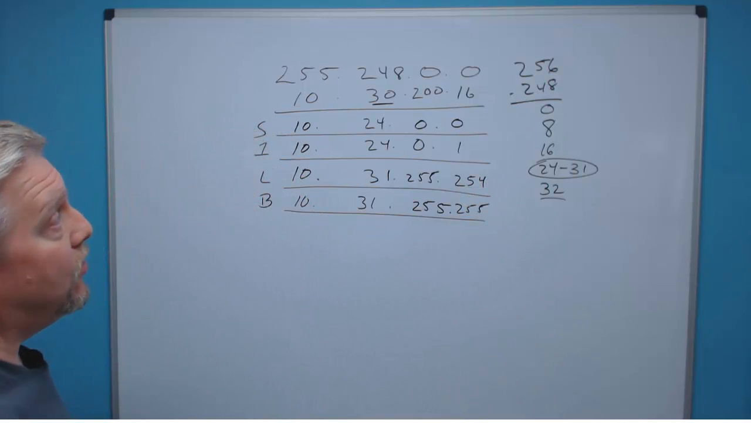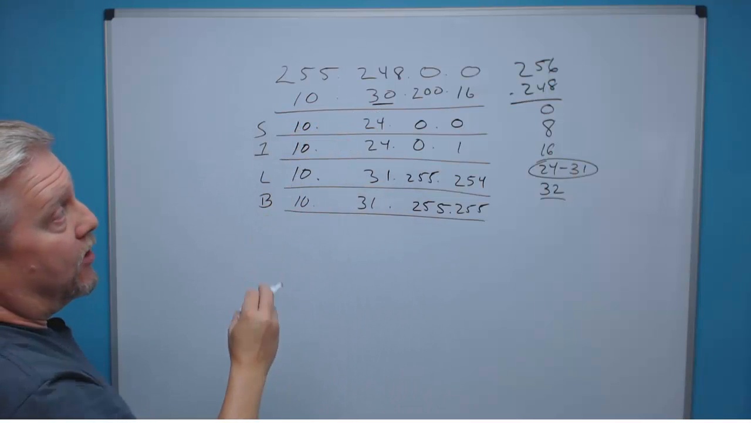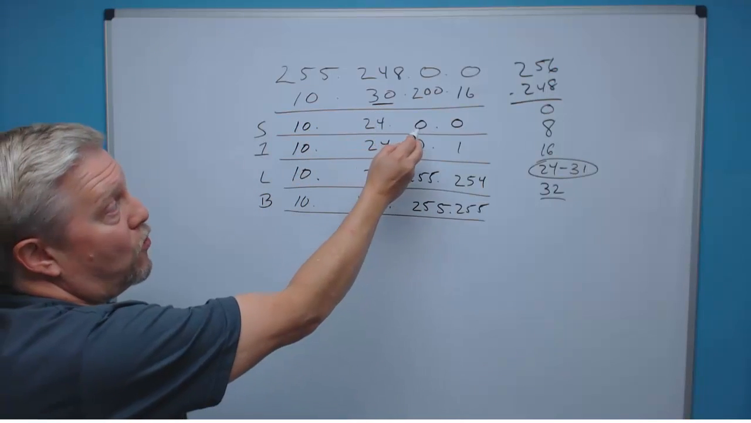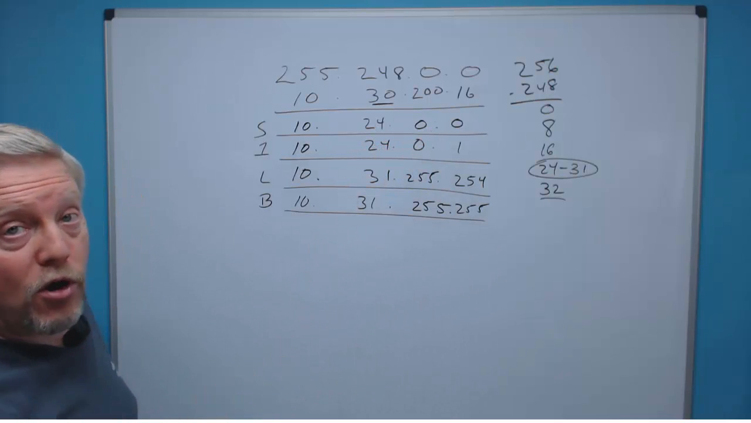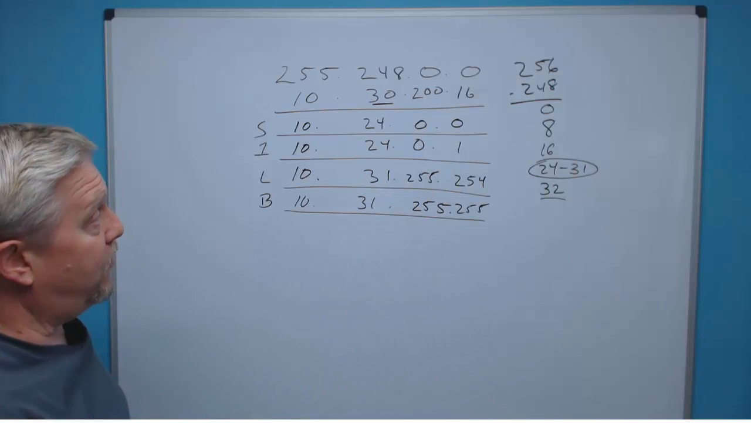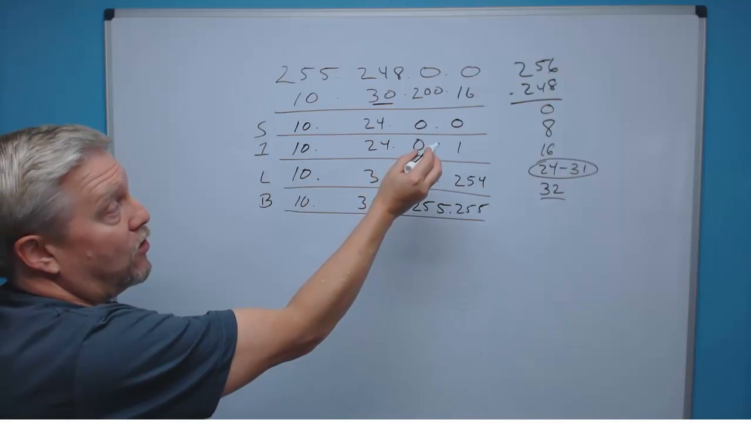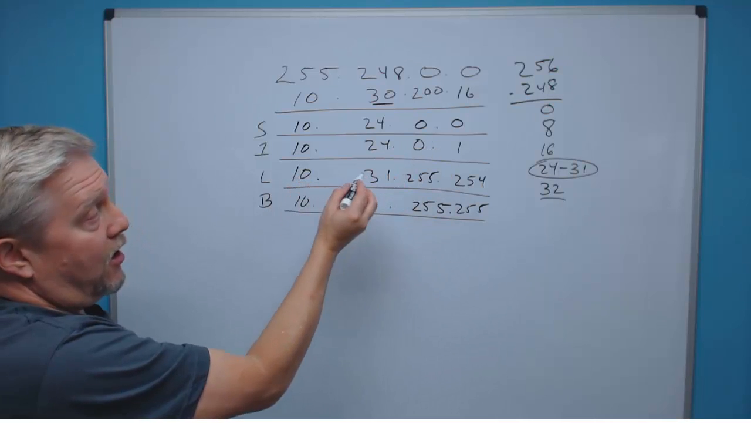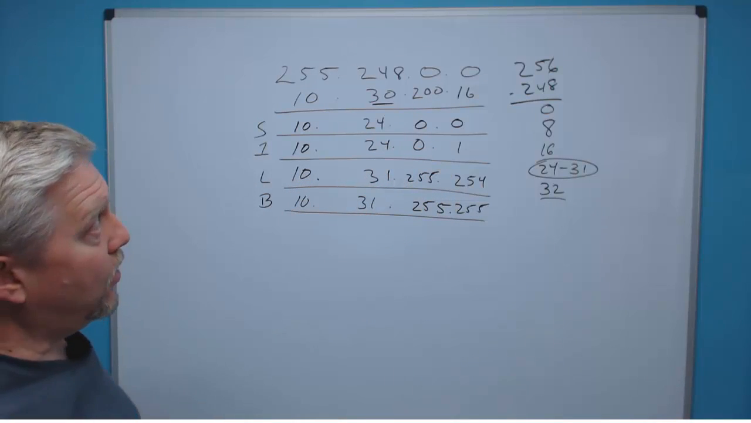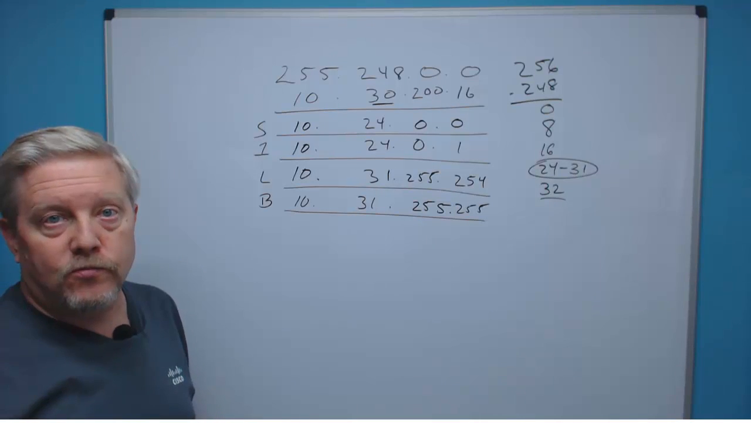Okay, we have found through our chart here that 10.30.200.16 is in subnet 10.24.0.0. The broadcast would be 10.31.255.255, and the usable host range is going to be 10.24.0.1 to 10.31.255.254. Okay, well, let's go ahead and move on to our second example, a Class B address.